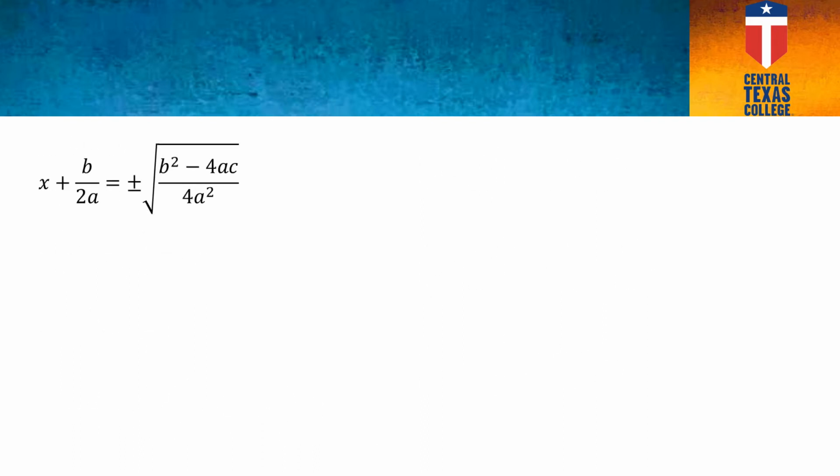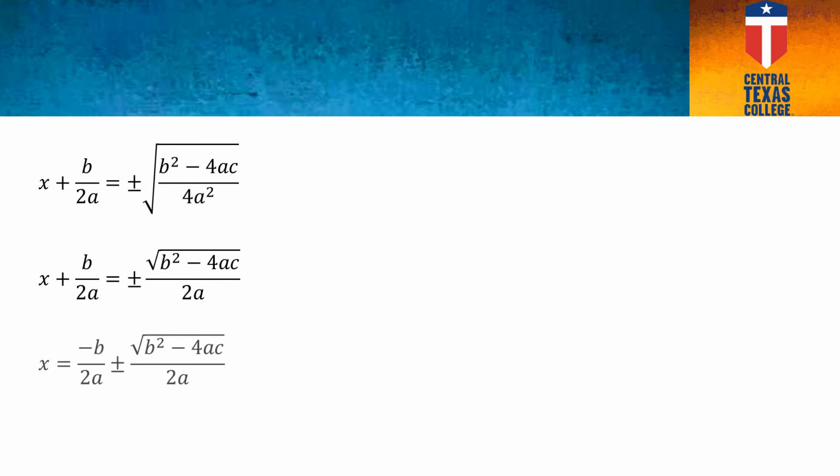Now we have to take the square root of both sides. Remember, since we've taken the square root of an equation, we have to put in a plus or minus symbol in front. Notice that the denominator of this fraction, 4a squared, is a perfect square. Thus, its square root becomes 2a. To get x by itself, we simply subtract b over 2a.